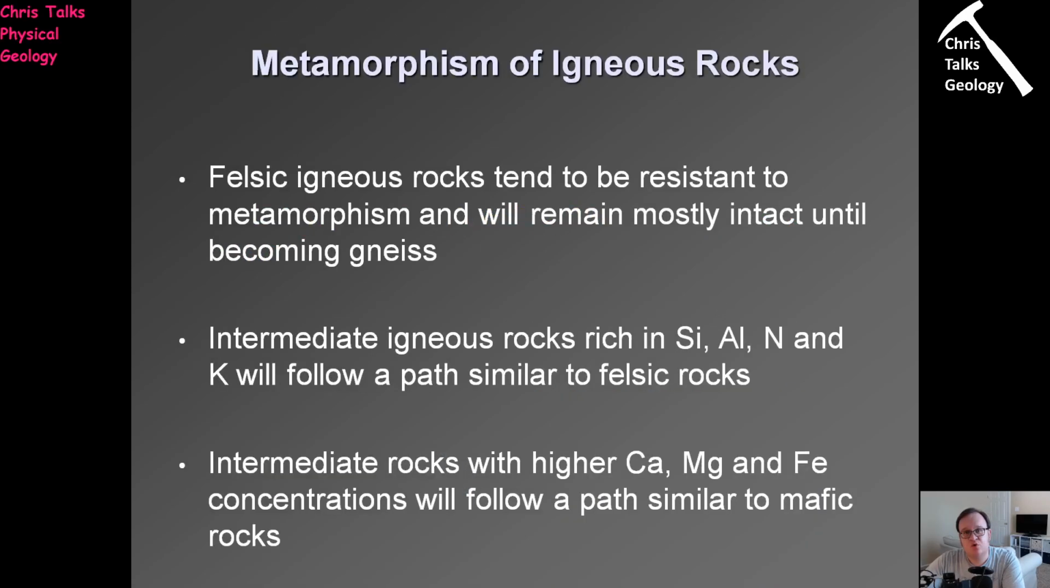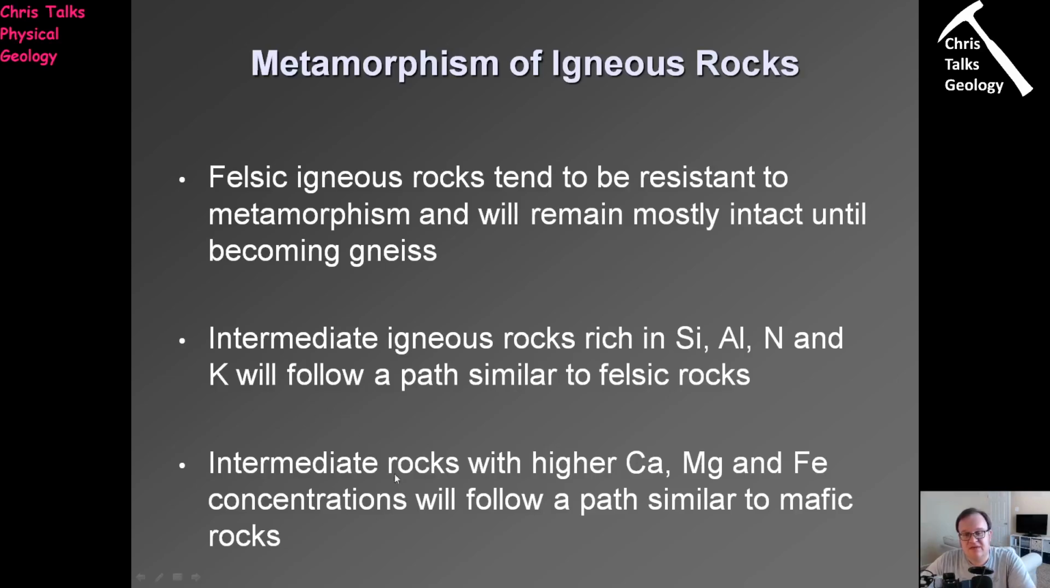In terms of the metamorphism of igneous rocks, felsic igneous rocks tend to be quite resistant to metamorphism and will remain intact until they become a gneiss. Intermediate igneous rocks are quite rich in silicon, aluminium, sodium, Na, and potassium, and they'll follow a similar path to a felsic rock. They'll be relatively stable, not much will happen to them, and they'll start to metamorphose at very high grades, when they'll start turning into a gneiss.